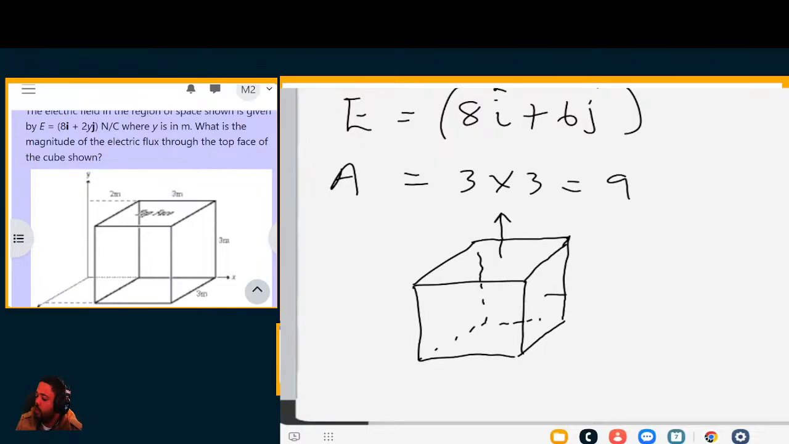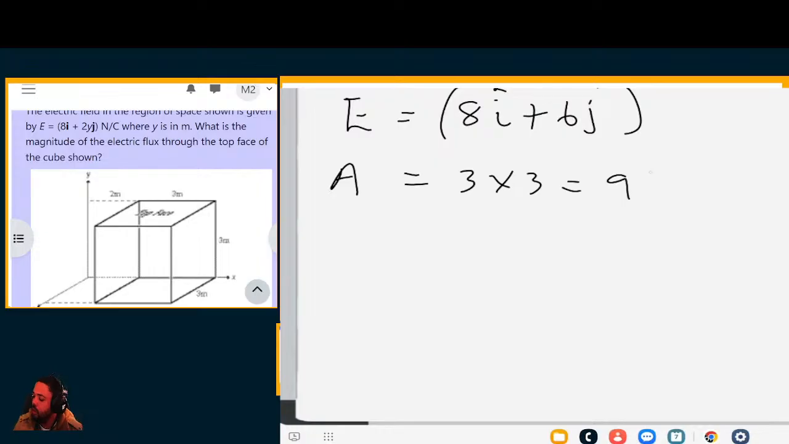This one's area vector would point in that direction. The one at the bottom would point down. The one on the left would point in that direction. The one in the front would point in this direction. Those are all area vectors. The area vector for the top surface is pointing in the j hat direction, so I'm writing 9 j hat. So the area vector is 9 j hat.